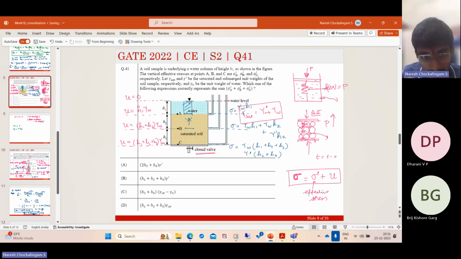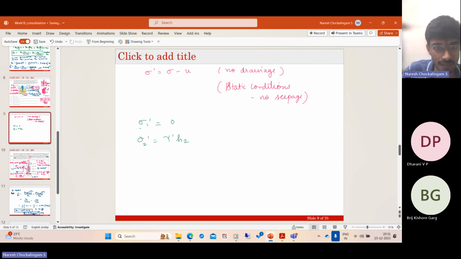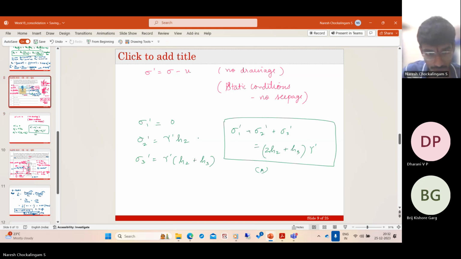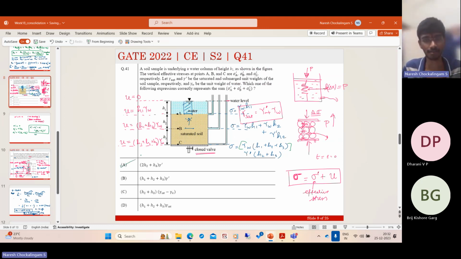And here, sigma is this, u is this. If you subtract, you get gamma prime into H2 plus H3. Here sigma 3 prime is gamma prime into H2 plus H3. So the question is asking what is sigma 1 prime plus sigma 2 prime plus sigma 3 prime. So it is 2 H2 plus H3 into the submerged unit weight of soil. So this is the correct answer, which is option A.